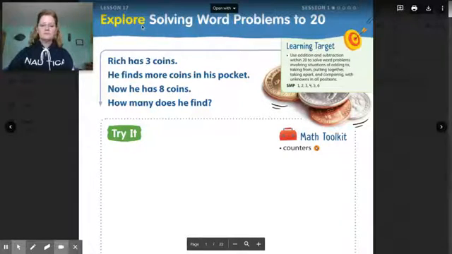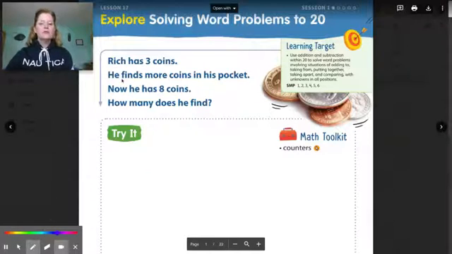All right. So I'm going to go and get started. Let's read our problem. Rich has 3 coins. He finds more coins in his pocket. Now he has 8 coins. How many does he find?